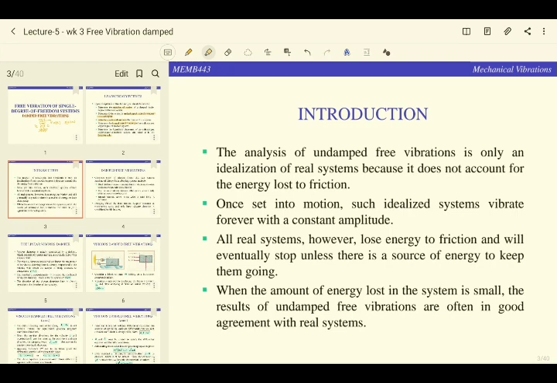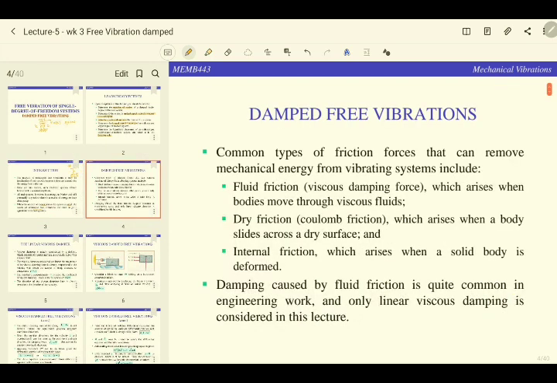If you have a mass hanging on a spring like this, it will eventually stop if you try to vibrate it up and down. It will eventually stop because there is friction, such as from the air. So when the amount of energy loss in the system is small, the results of undamped free vibrations are often in good agreement with the real system, so it's okay to assume undamped. But if it's big, then you will need to consider damping.